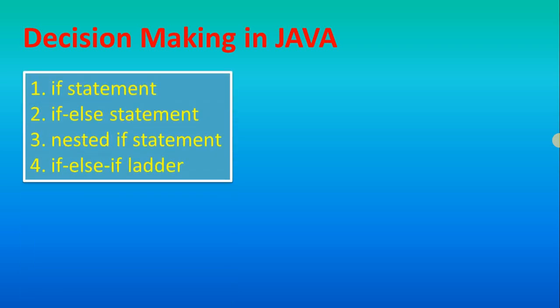So in Java we have such a set of decision making statements. In today's class we will see the if statement, and in the coming classes we will cover the remaining three statements. So what does decision making statement mean?